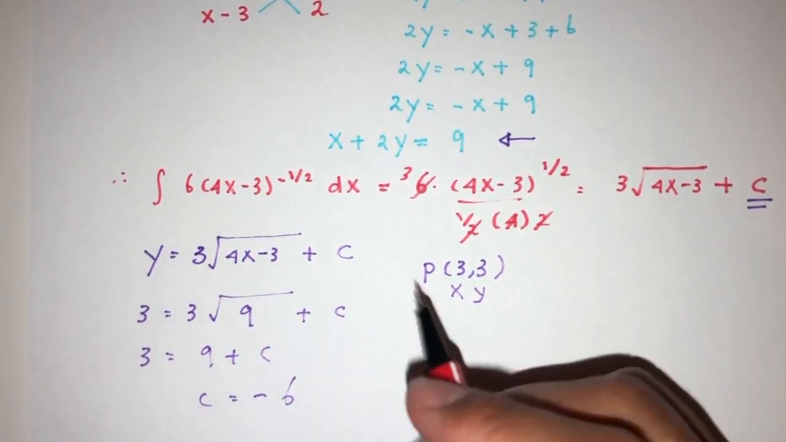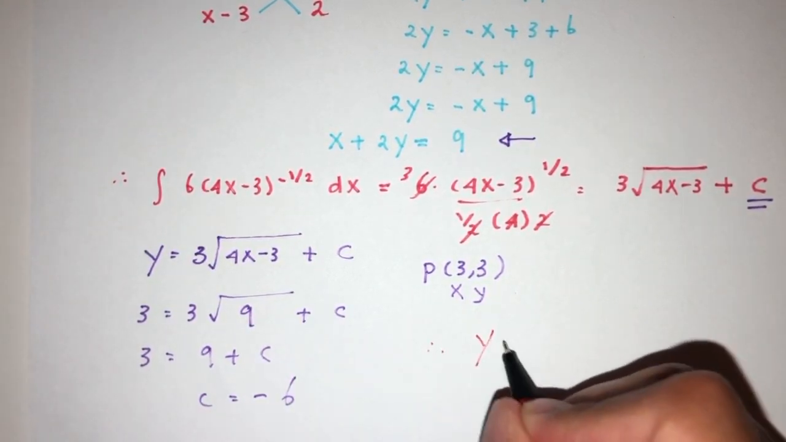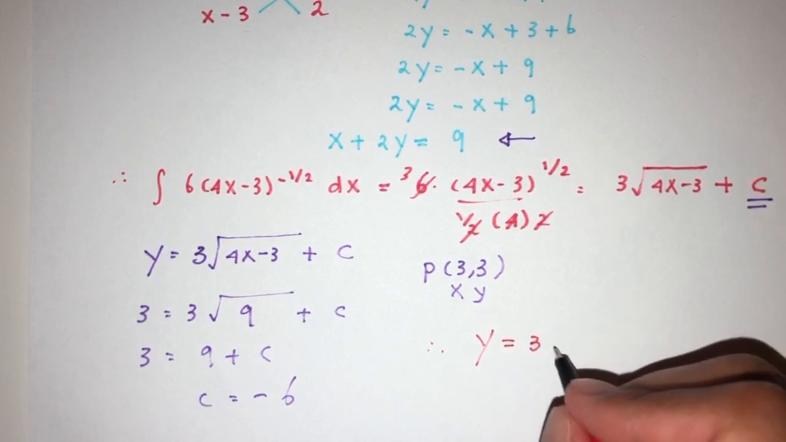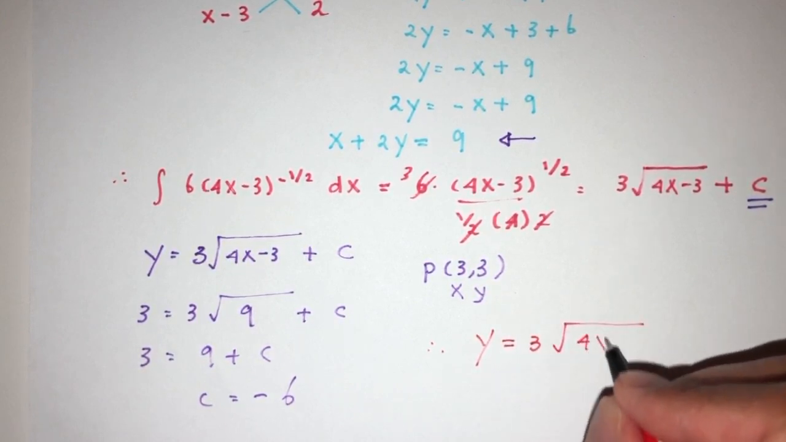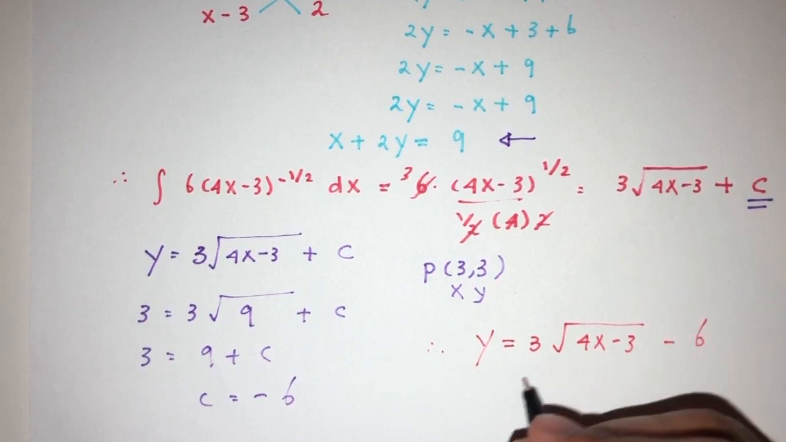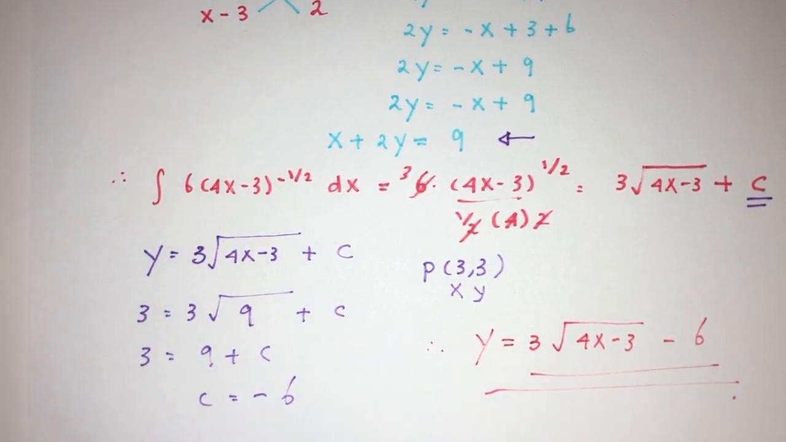So finally we conclude that y is equal to 4x minus 3 minus 6 as your equation of your curve, which is the value of y. And that will be a question.